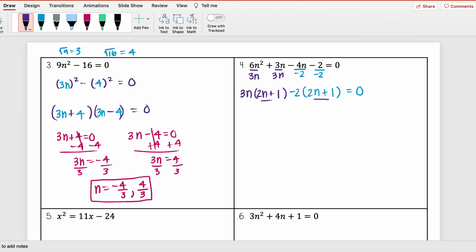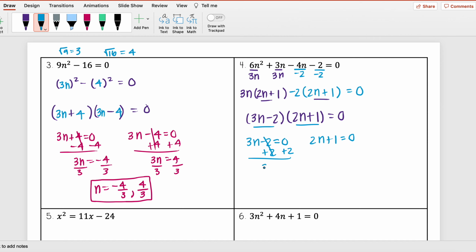So now these are both the same, so that means I can take my GCFs and put them in their own parentheses. So I have 3n minus 2, 2n plus 1 is equal to 0. And now we can go ahead and solve this. So I can set each factor equal to 0, so I have 3n minus 2 is equal to 0, 2n plus 1 equals 0. So I have n equals 2/3. And negative 1/2.